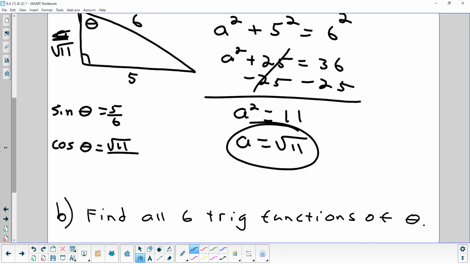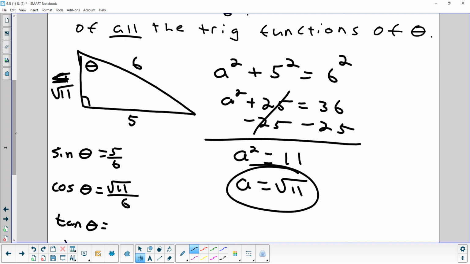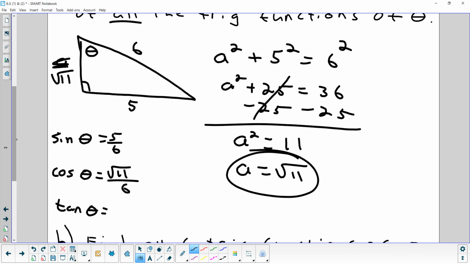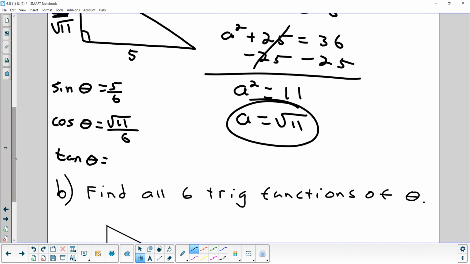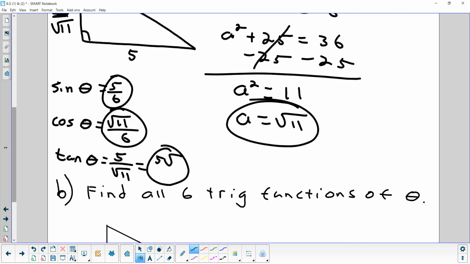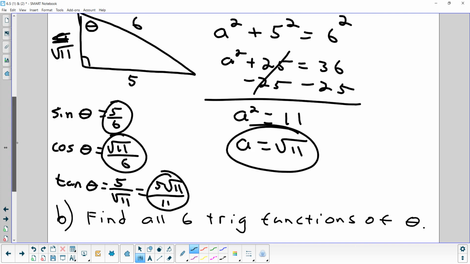Square root of 11 over 6. And how about Tim, my tangent? Your tangent's going to be 5 over square root 11. So it would be 5 over square root 11, and when you fix it? It's going to be 5 square root 11 over 11. Yep. So there's my sine, my cosine, my tangent.